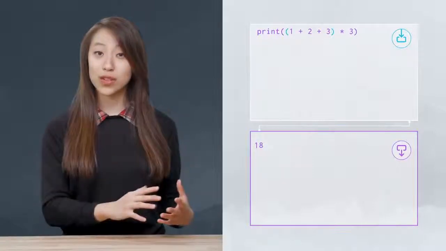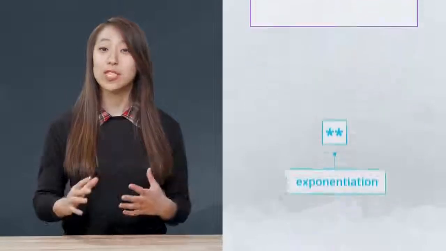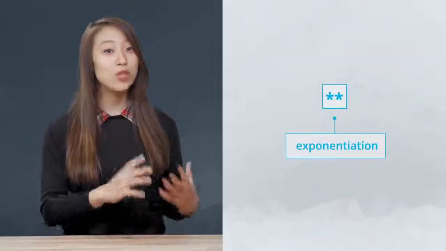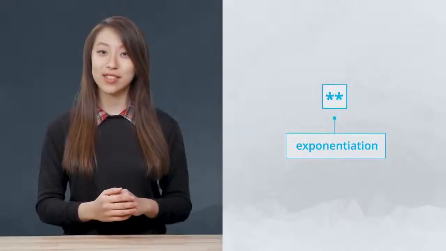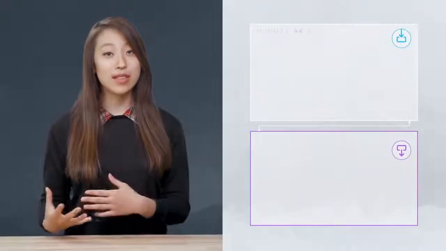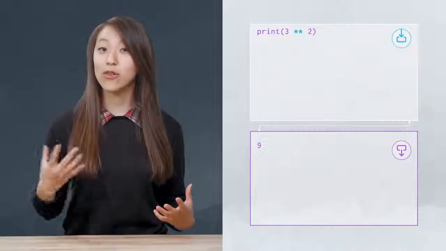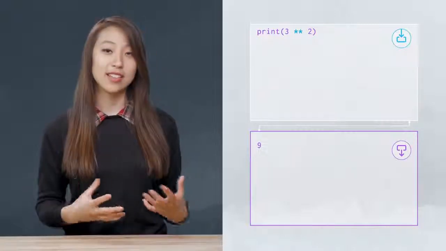Moving on from those four, here's the operator for exponentiation. You can raise one number to the power of another with two asterisks. For example, this line prints 3 to the power of 2, which results in 9.